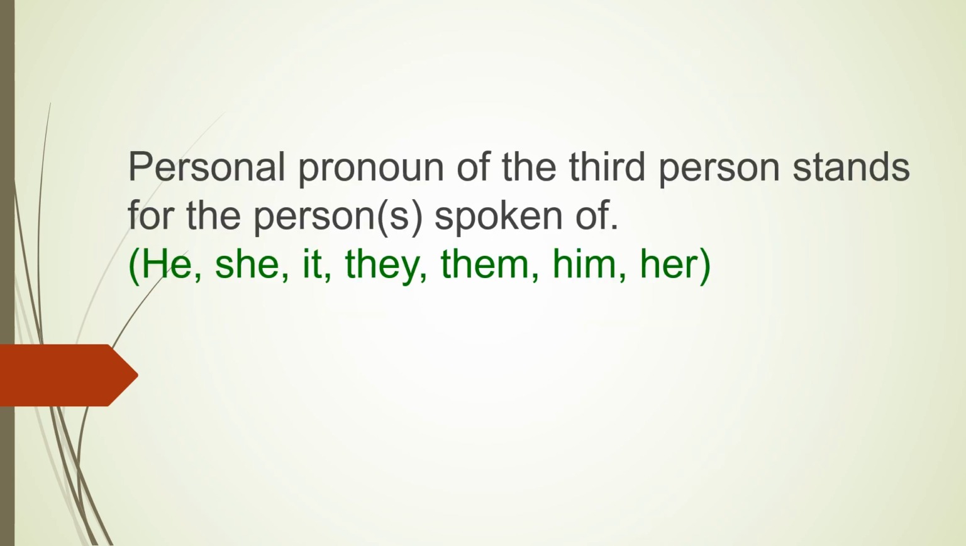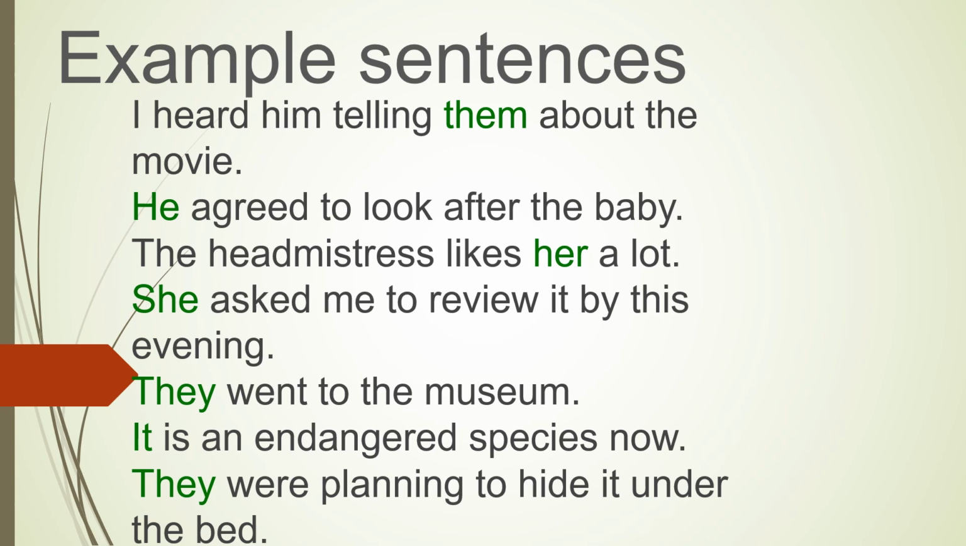Personal pronoun of the third person stands for the person or persons spoken of. Examples: he, she, it, they, them, him, or her. Now let us use these examples in sentences. I heard him telling them about the movie. Him and them become the third person in the personal pronoun.